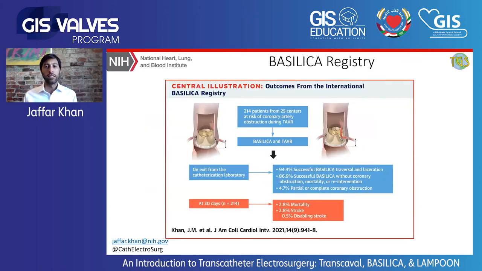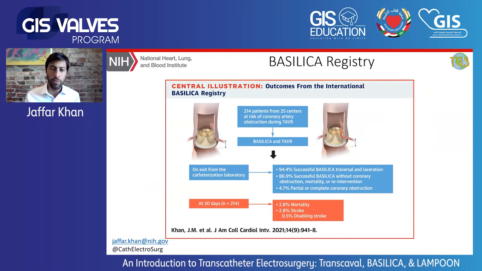little bit more. And so we investigated this in a real-world registry of 214 patients from 25 centers. Really, from exit from the cath lab, BASILICA was successful in just over 94% of patients, showing the outcomes in the real world closely match those to the early feasibility study in highly selected centers.